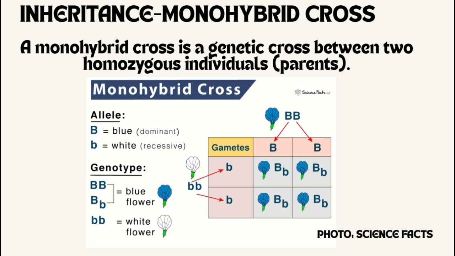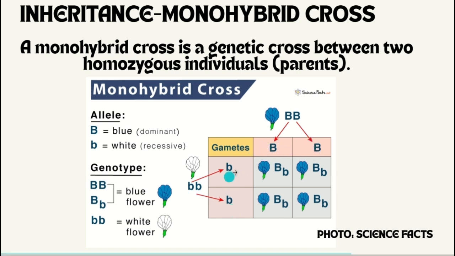In a monohybrid cross, it's a genetic cross, right? This is how we can predict the next generation. It's a genetic cross between two homozygous individuals. Remember what we said homozygous meant, they must have the same thing. Now in this diagram, this will be the F1 generation, meaning the first generation. If the parents had a child, this would be the first generation afterwards. The offspring is the first generation.